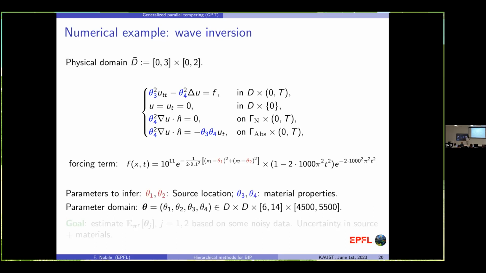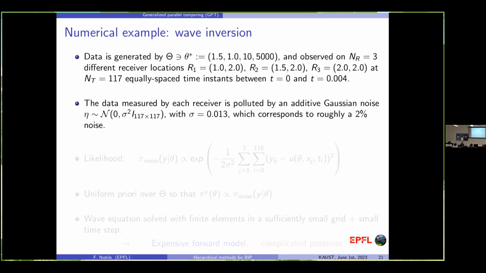So the parameters we are trying to invert are these four parameters: the position of the source, theta 1, theta 2, and the two material properties, theta 3, theta 4. We generated the observations at three locations on the surface at 117 times, with some Gaussian noise on each observation, around 2% noise.